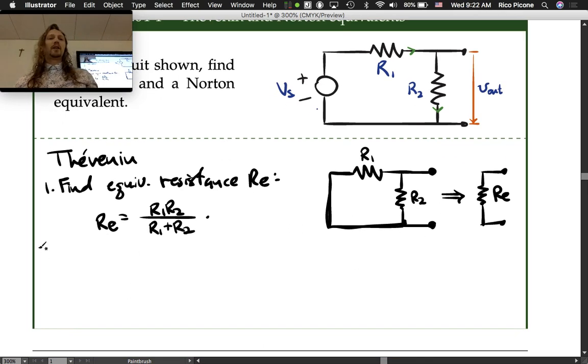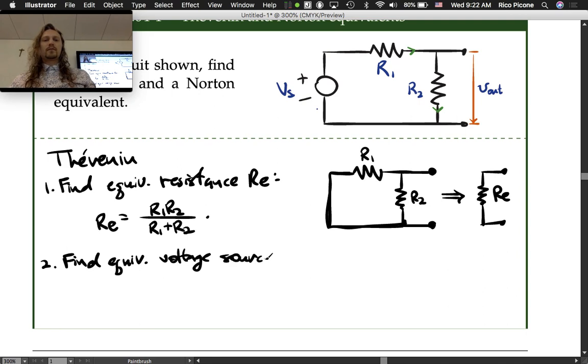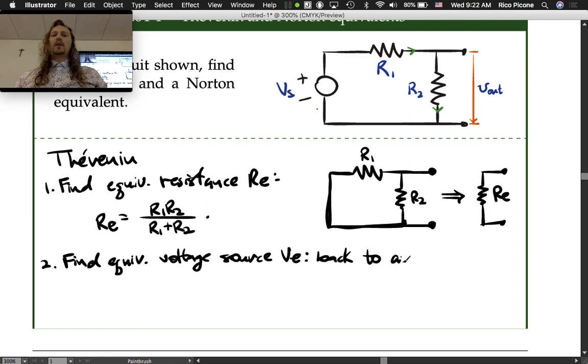Okay, great. So we're halfway there, right? We got RE. So now we want to find the equivalent voltage source, VE. So we go back to our original circuit, right? Back to analyzing the original circuit.